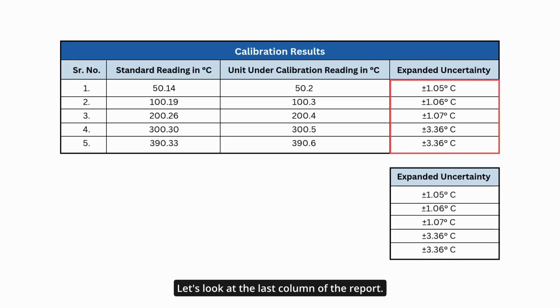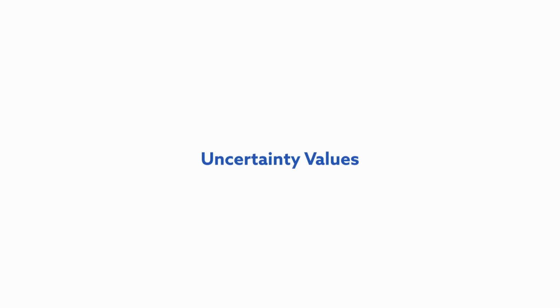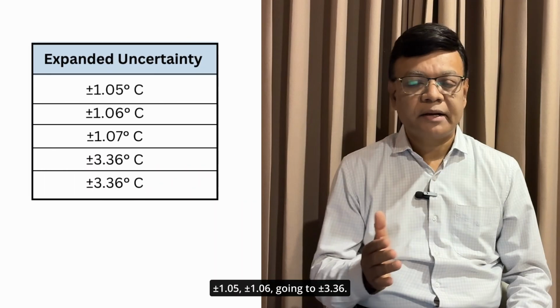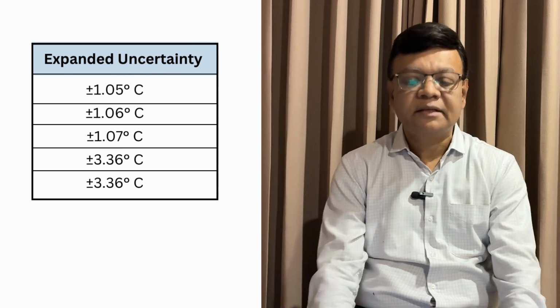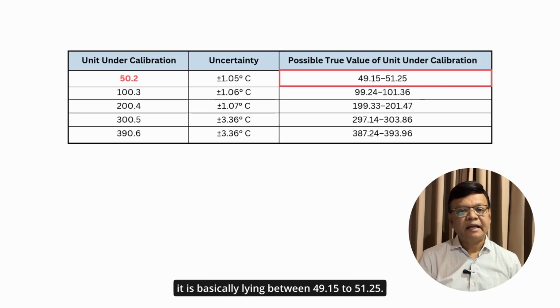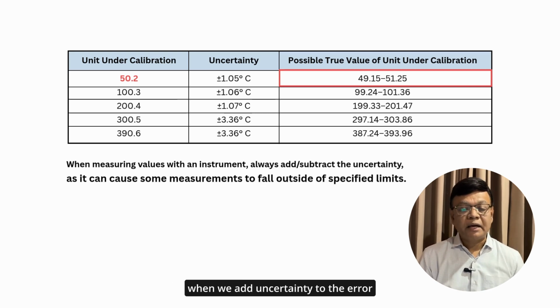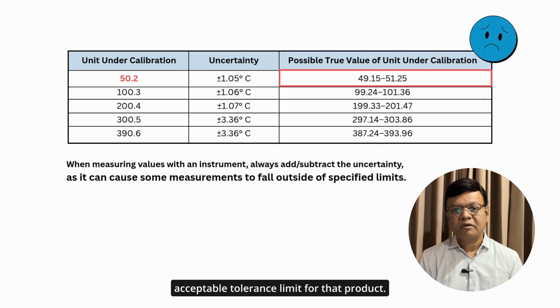Let's look at the last column of the report. There we have reported some values called uncertainty values. Now these are all in the range of plus or minus 1.05, plus or minus 1.06, going to plus or minus 3.36. Uncertainty of measurement is a range of values where it is most probable that the real value lies. So if you take the value of 50.2, it is basically lying between 49.15 to 51.25. So as a result, when you add uncertainty to the error, we might find that some of the values that you measure may be beyond the acceptable tolerance limit for that product.